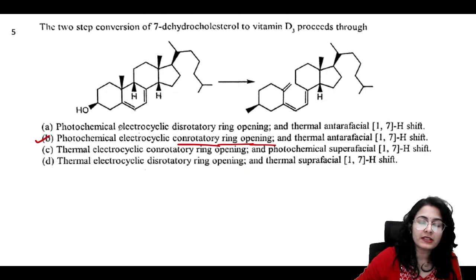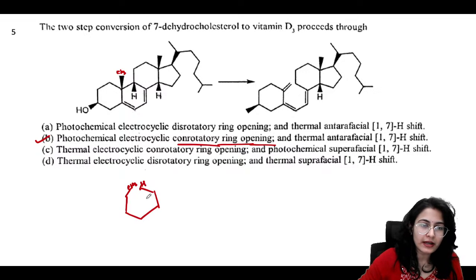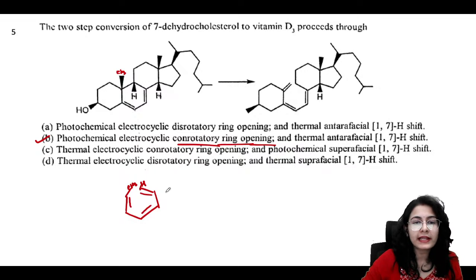Once you open this ring, once it is conrotatory ring opening, it is going to give you this kind of structure. See, there is a CH3 over here. It is going to give you a CH3 inside. Let's say I'm putting the CH3 inside over here. ठीक है? ऐसा आ गया. And on this carbon you have a hydrogen. So this is how the ring opening will look like.